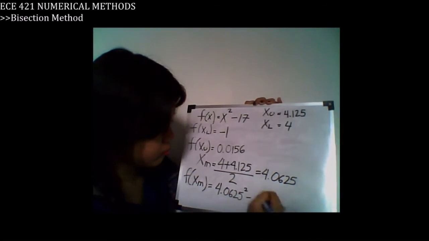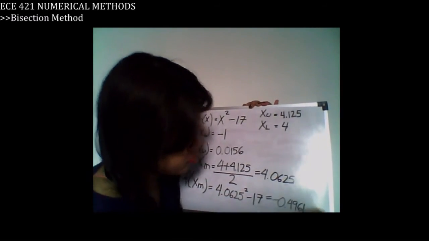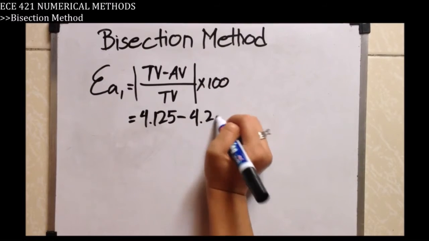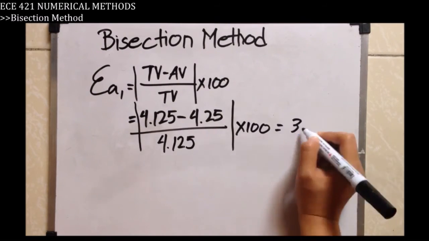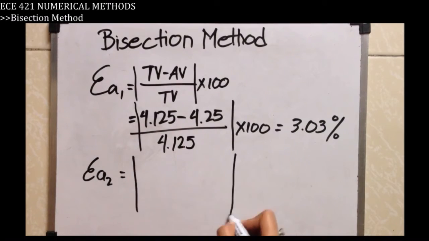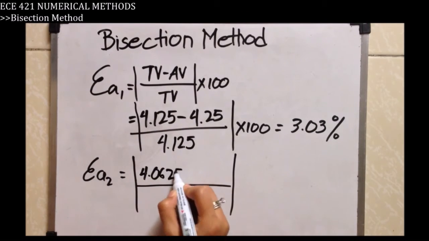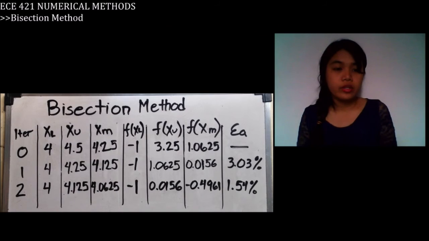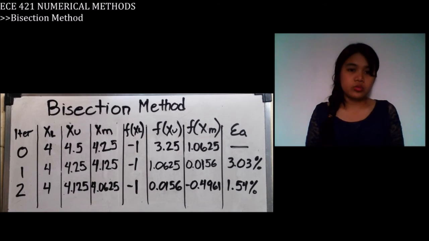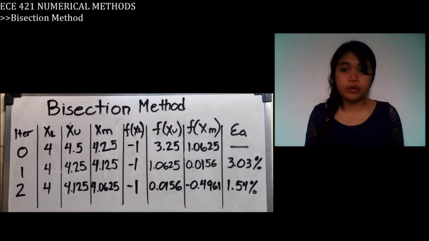Now let's compute the percentage error in the first iteration and the second iteration. So now we have here this table. Since in iteration 2 we get 1.54%, that means that the value of our xm is nearer to the value of the root.